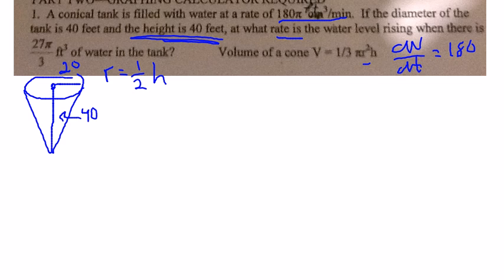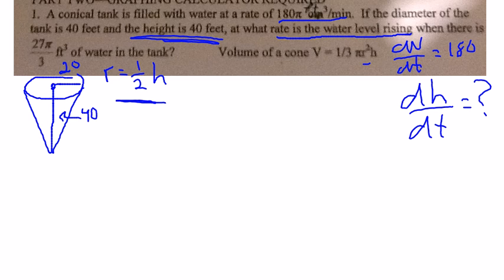What rate is the water level rising? That is asking what is dh/dt. How is the height changing with respect to t? So dh/dt is what we're looking for. That's why as I go through this volume equation, I'm going to use this substitution of r in for r squared so that I have volume in terms of height.